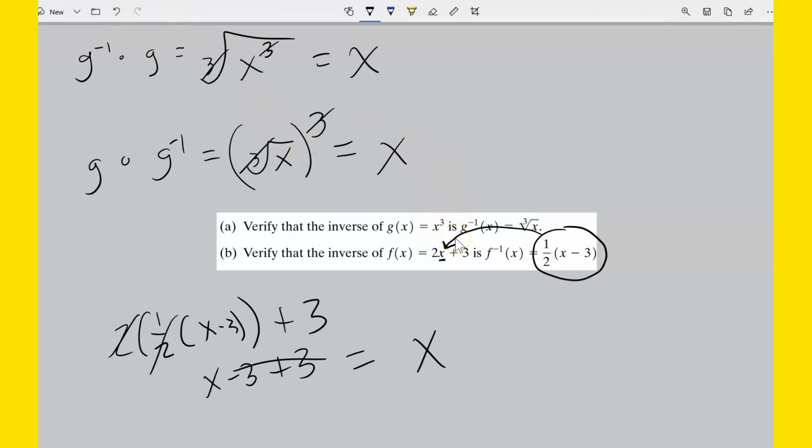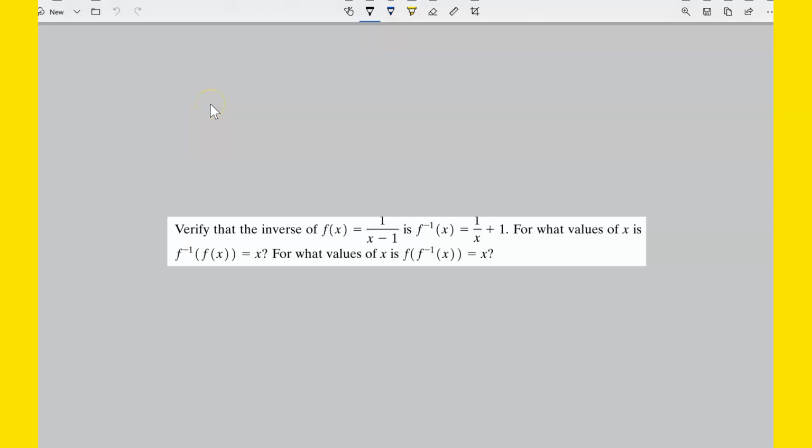All right. This time I'm verifying that these two functions are inverses. So I do the same thing. I will just plug one of them into the other. It doesn't matter which way we go. I think I'm going to go this way, but it totally doesn't matter. I'm going to plug f into f inverse. So this is f inverse of f.